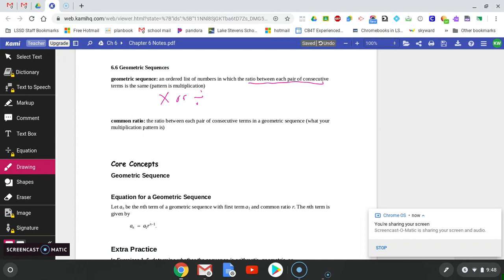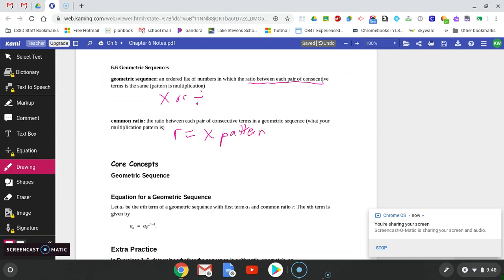So when we were talking about arithmetic sequences, we use D for the common difference. That was your addition or subtraction pattern. We're going to be using R for this formula, and that stands for your common ratio, which is going to be your multiplication pattern.